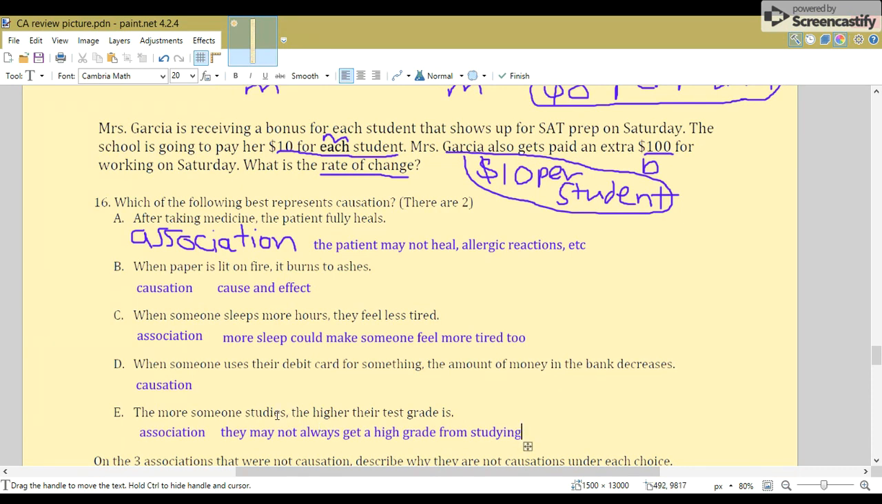Now, if you go back and look at these, what kind of correlations are they? Remember, associations and causations can have correlations here. So if you look at A, it would usually be a positive correlation. Basically, as the amount of medicine increases, they are supposed to have a more likely chance of healing. On B, that would also be a positive correlation. Basically, more lit paper means more ashes.